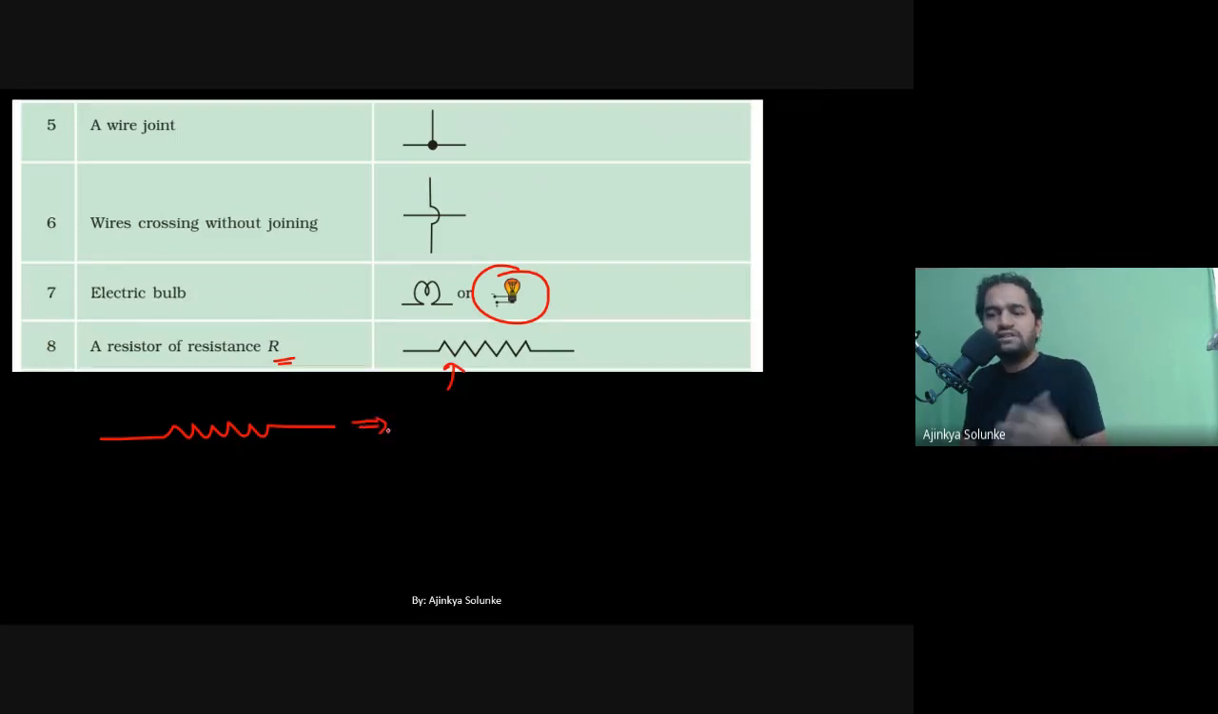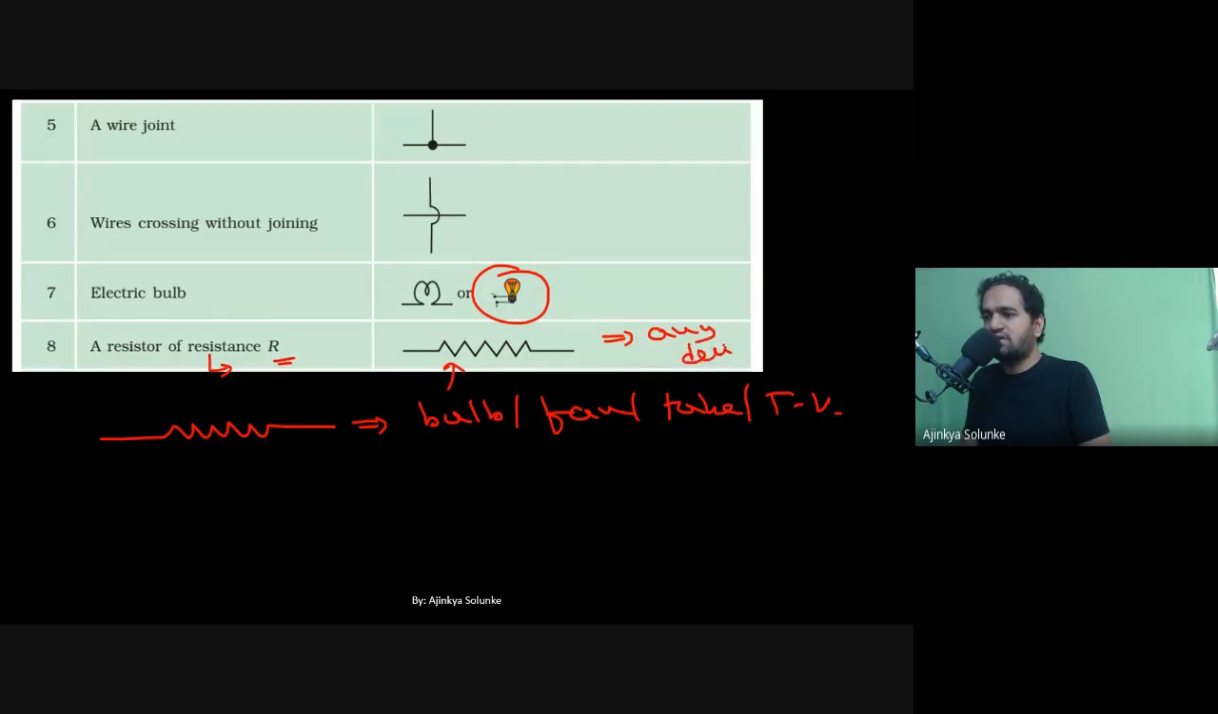See, when you are using this in a circuit, it can be a bulb, it can be a fan, it can be a tube, it can be a TV, it can be anything. So I hope you understand that this is one of the universal symbols you can use for any device. We do not have special symbols for every device. We just have a resistance symbol. You can use it for anything. Is it okay? Technically, that zigzag line can be used for anything, including bulbs.